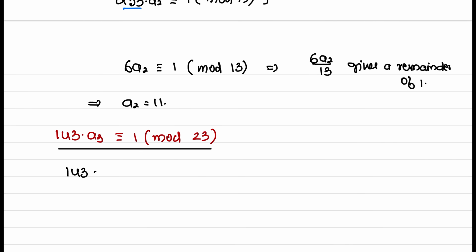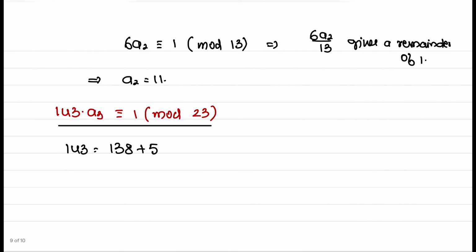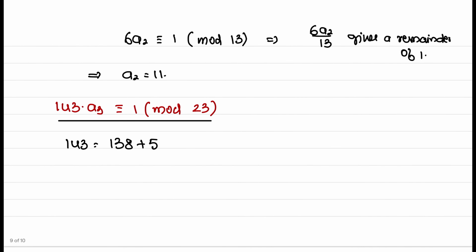143 is equal to 23 into 6 plus 5. What is 23 into 6? 138. So 138 plus 5, we can even write it this way: 138 plus 5, that is equal to 23 into 6 plus 5.